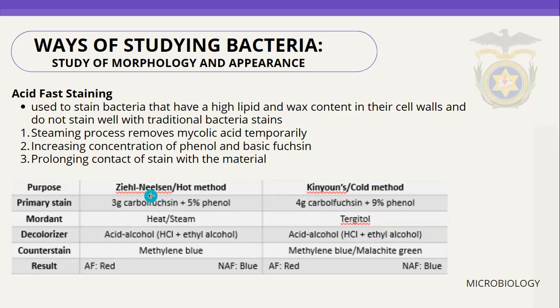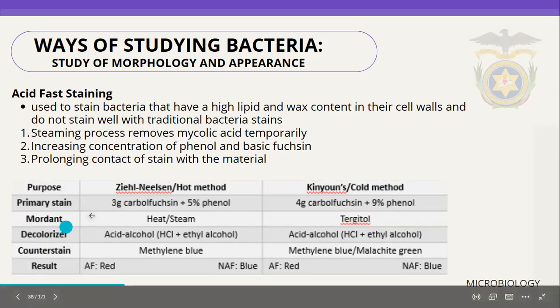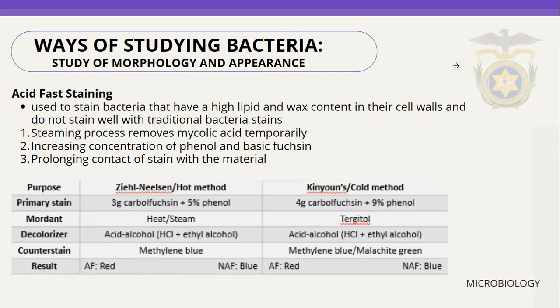Let's differentiate now the Ziehl-Neelsen or hot method from the Kinyoun or cold method. Our primary stain for the Ziehl-Neelsen or hot method is 3 grams carbol fuchsin plus 5% phenol. Our mordant here is heat or steam, the decolorizer is acid alcohol, which is hydrochloric acid plus ethyl alcohol, and our counterstain is methylene blue. For the result, acid-fast organisms appear red and non-acid-fast organisms appear blue.